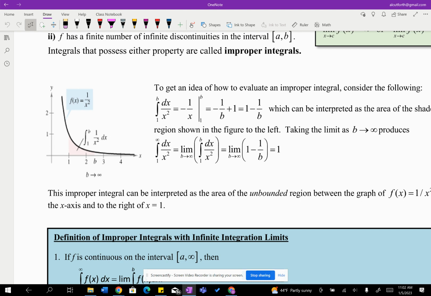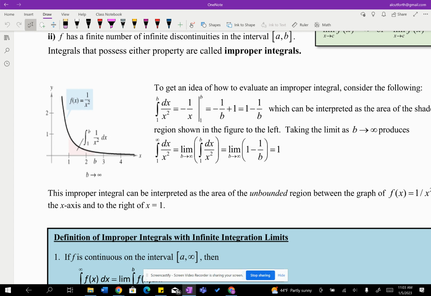If we take the limit as b goes to infinity of this antiderivative with 1 and b plugged in, what happens to this fraction as b goes to infinity? It goes to 0. So this is just going to be equal to 1. So that area underneath will approach 1, so we say it converges to 1. An improper integral will either converge or diverge. And if it converges, then that's what the area is approaching. Does that kind of make sense?